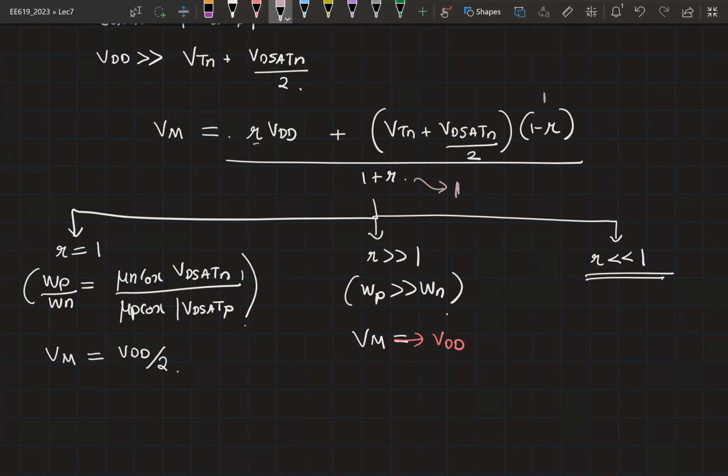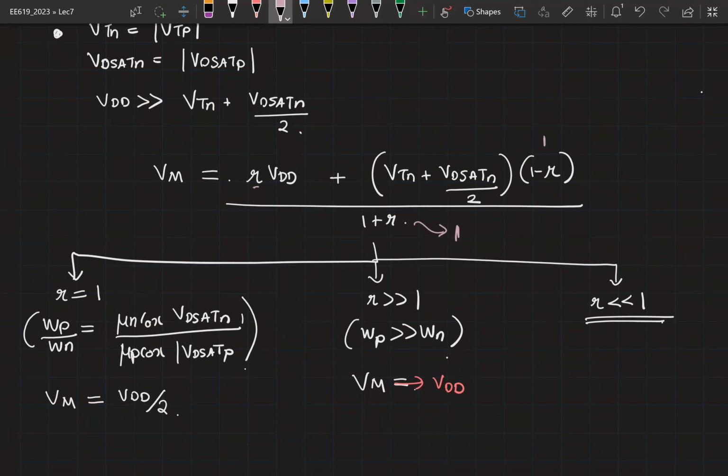Is that clear? The smallest it can go is VTN plus VD sat n by 2 from this equation. But it depends on how much larger R is compared to 1 and how much larger VDD is compared to this factor. Okay? So you can say that Vm is a small value, which is definitely smaller than VDD by 2.